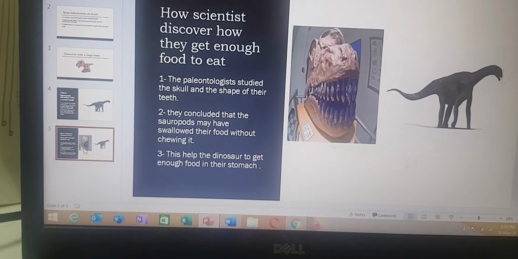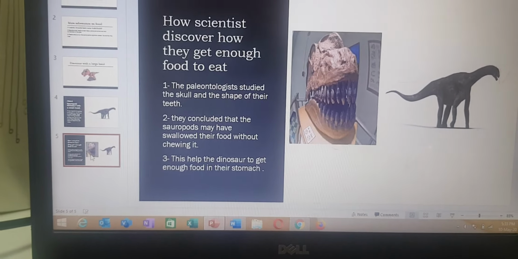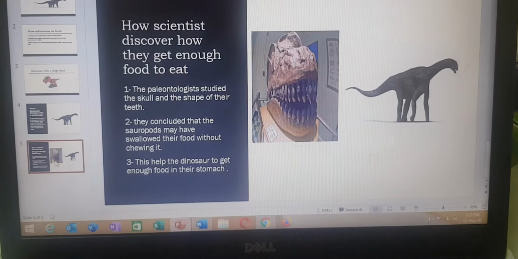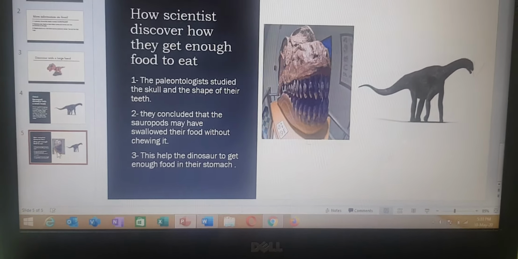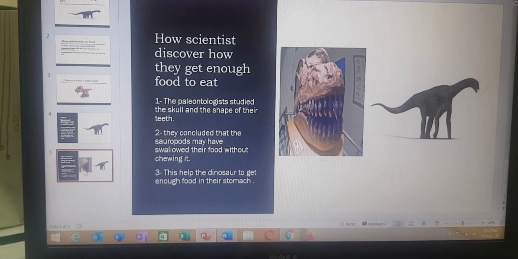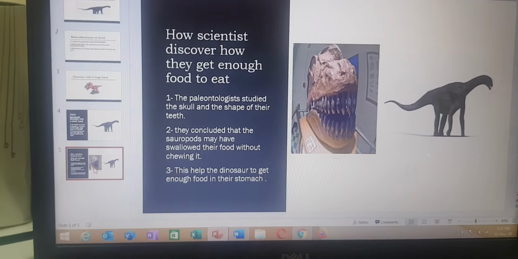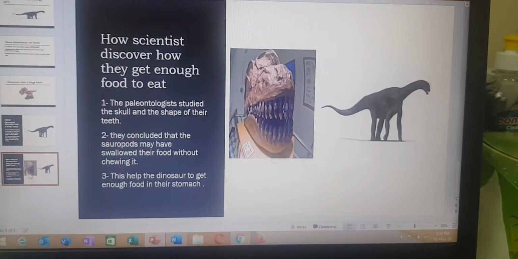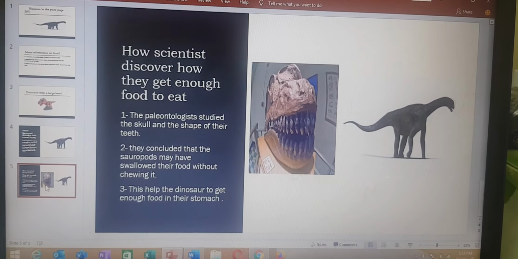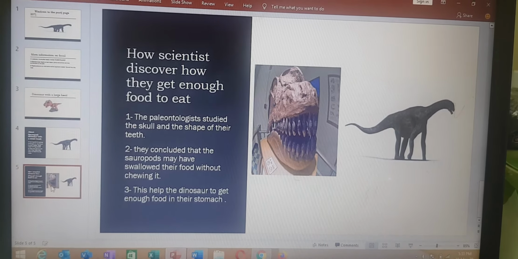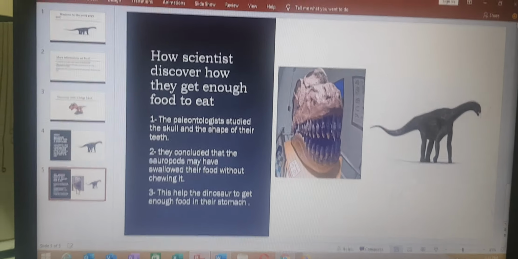So the skull and the shape of their teeth help them to swallow the food. Look at the shape of the teeth in the slide. So this is all about the sauropod. Don't forget, it's a group of dinosaur, but it is different because of the small head. And the paleontologists study what? The fossil. They are the ones interested in studying the fossil.